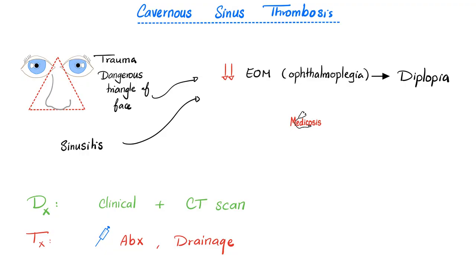Last, cavernous sinus syndrome. Look at your kind eyes, lovely nose. This is the dangerous triangle of the face. If you punch me in the face in this dangerous triangle, infection can spread deep into the cavernous sinus because the veins that drain this area communicate with the cavernous sinus in my brain. What's going to happen? You will destroy everything that passes through the cavernous sinus, including the oculomotor nerve in the lateral wall of the cavernous sinus.